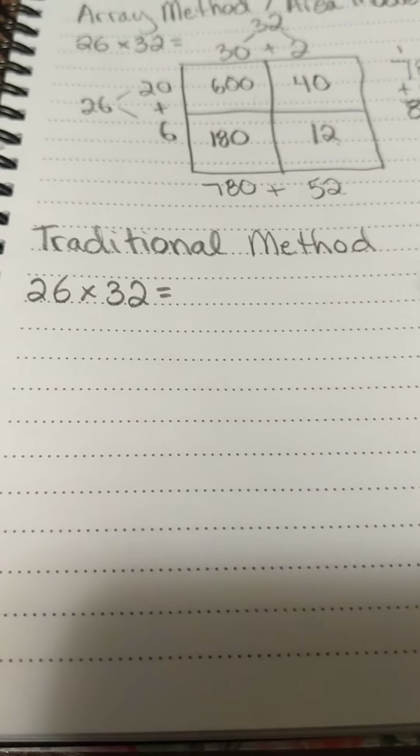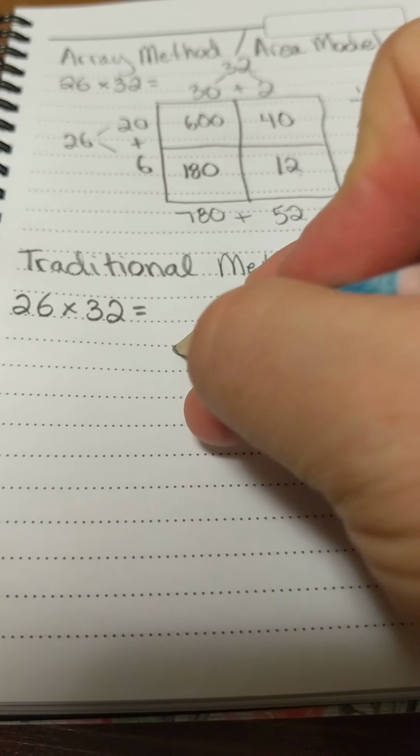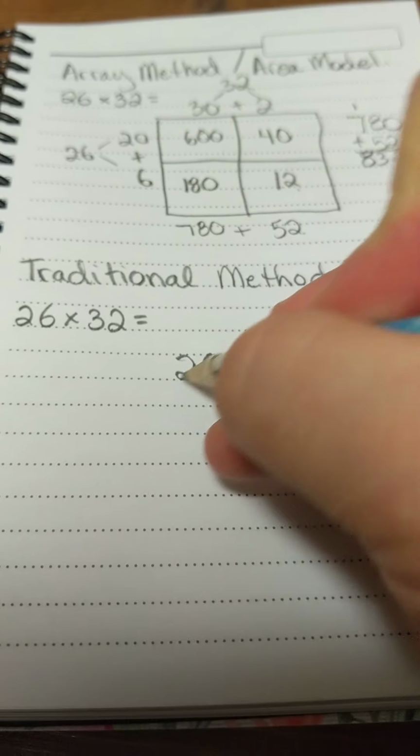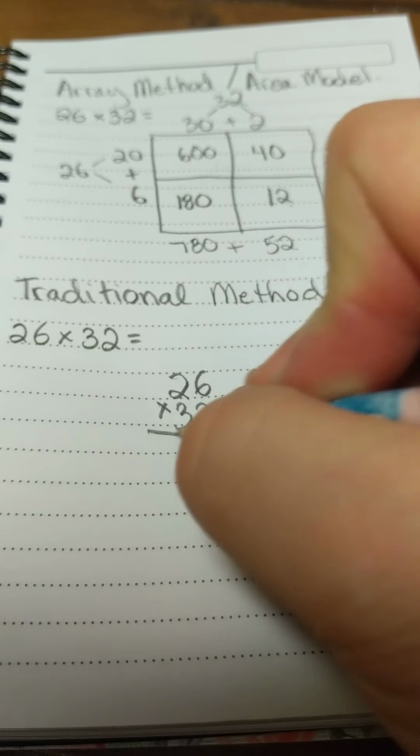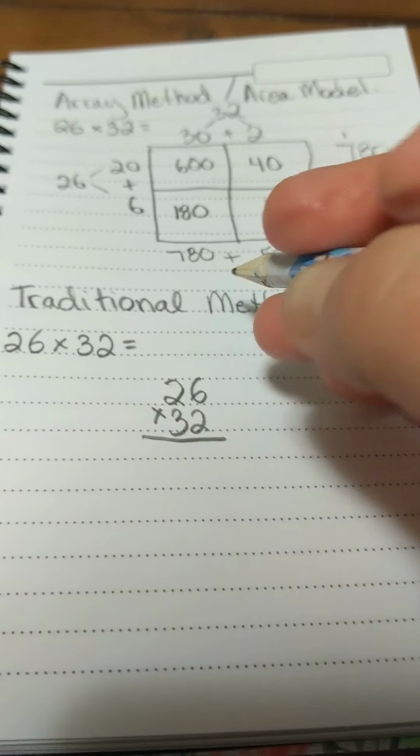And it has to do with carrying as well, as you might imagine. So we're going to start by stacking up these numbers, 26 times 32. We're going to make sure that we line them up really carefully. If we don't line them up, sometimes we make mistakes that way as well.